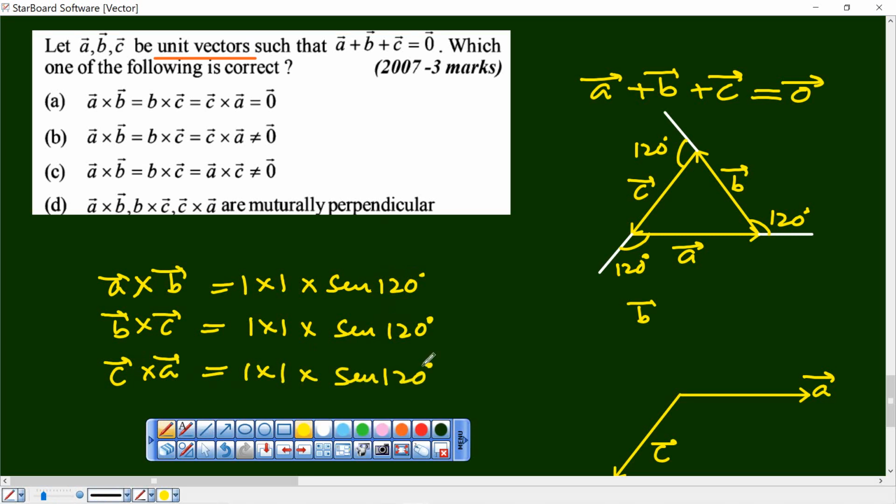Right. So the magnitude of all three is 1 into sine 120. That means they are all equal. Agree. Direction, you have also seen that they are all electric poles. When the magnitude matches and the direction matches, shouldn't the second option be correct? Because what did they say in the first option: A cross B equals B cross C equals C cross A, but equals zero. It is not zero.